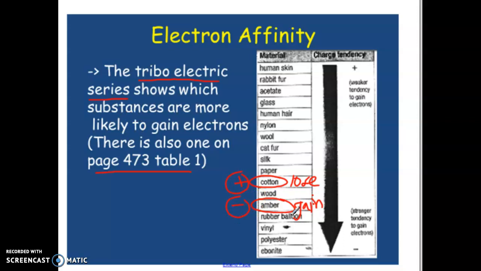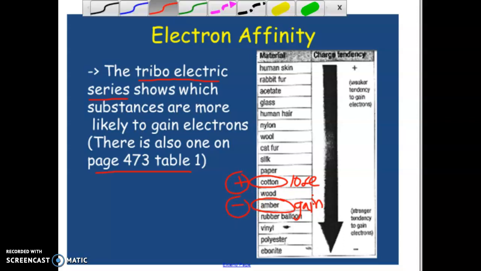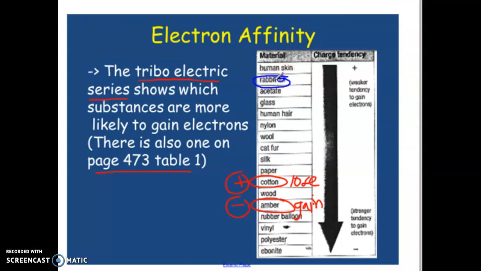And it works the same way for everything. So let's say we were going to do friction with, I'm going to take my pet rabbit and rub my rabbit against my head. I don't know. So I'm going to hug my rabbit and it's going to rub all over my hair. Okay. So when that happens, the rabbit fur will lose electrons and my hair will actually gain electrons because it's lower in the chart than rabbit fur.